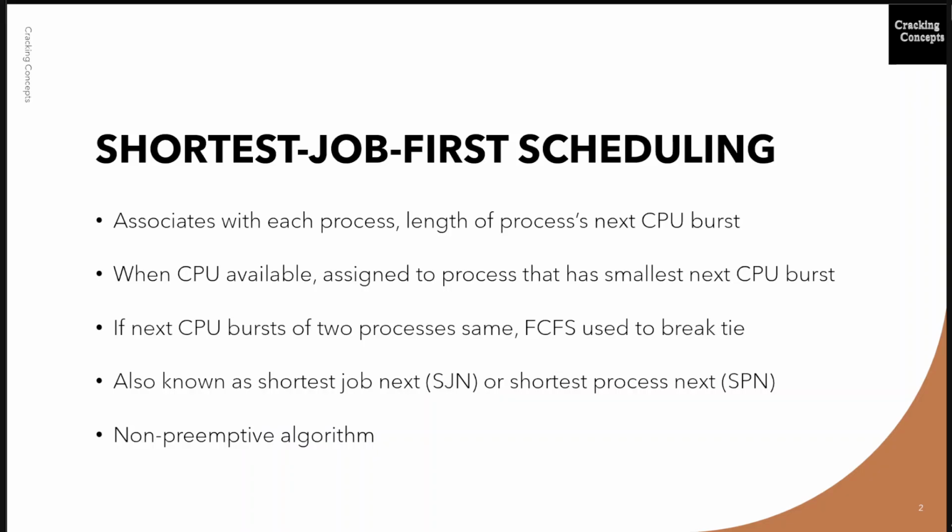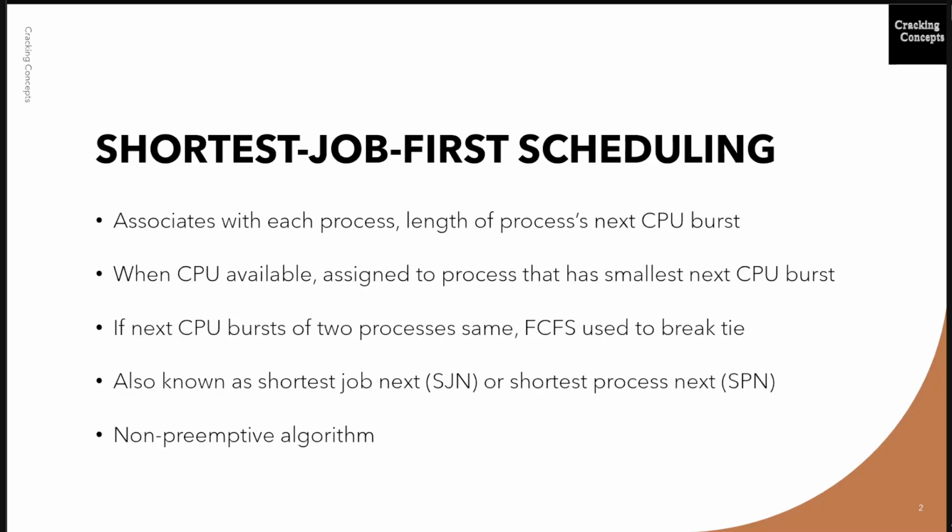We'll start by looking into what SJF is. This algorithm associates with each process the length of the process's next CPU burst. When the CPU is available, it is assigned to the process that has the smallest next CPU burst. If the next CPU bursts of two processes are the same, then FCFS scheduling is used to break the tie.